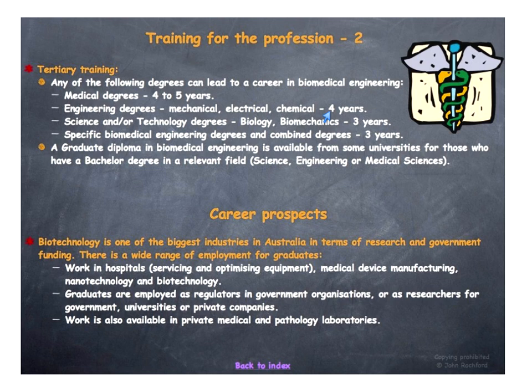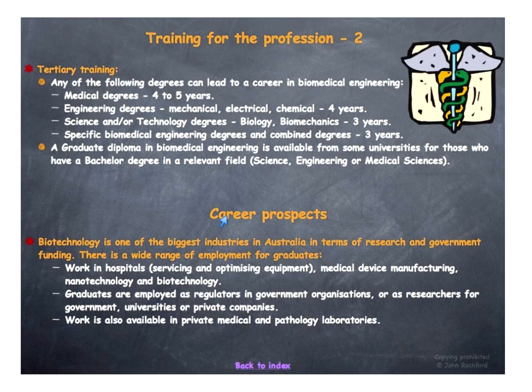Depending on if you do a sandwich course, you'd have to check with the individual universities. You can do science or technology degrees in biology and biomechanics. These are 3 years. And specific biomedical engineering degrees and combined degrees, you can do those at some of the universities now, because biomedical engineering is a rapidly expanding area. A graduate diploma in biomedical engineering is available from some universities. After you've got a degree, you can do a graduate diploma, and you've got to have this bachelor's degree in either science, engineering or medical science.